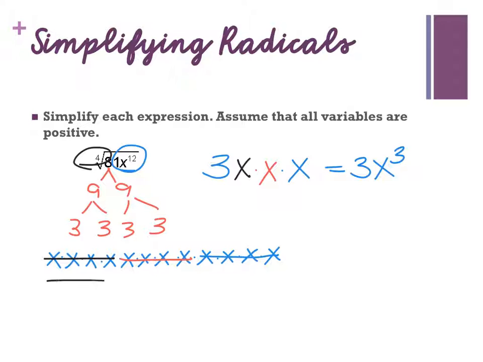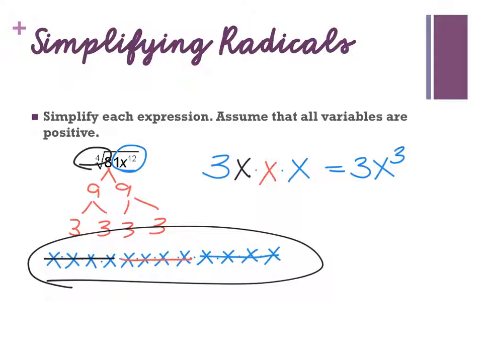The shorter way to do this is to take the number on the outside and divide it into the one on the inside. So I take my exponent, which is 12, and divide it by 4, and I get 3. So there are 3 x's that can come to the outside. Okay, so take the exponent and divide it by the index.